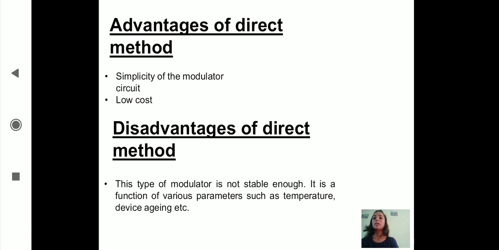Advantages of the direct method: simplicity of the modulator circuit and low cost. The disadvantage of the direct method is that this type of modulator is not stable enough. It is a function of various parameters such as temperature, device aging, etc.